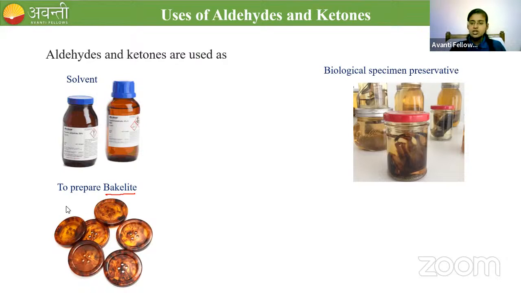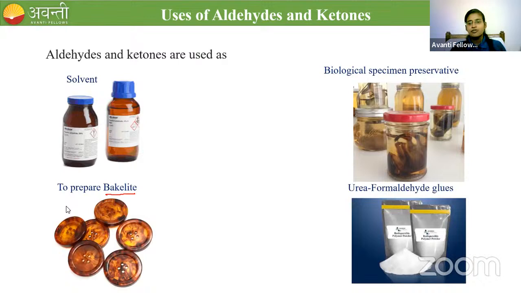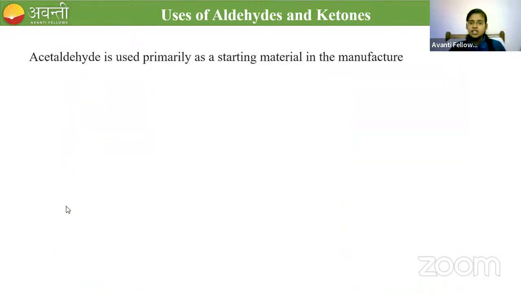And also it is used in urea formaldehyde glues. It is one of the components used in preparing the glues. Not only this, to be more specific, acetaldehyde is used primarily as a starting material in the manufacture of many compounds. So what is the formula for acetaldehyde?